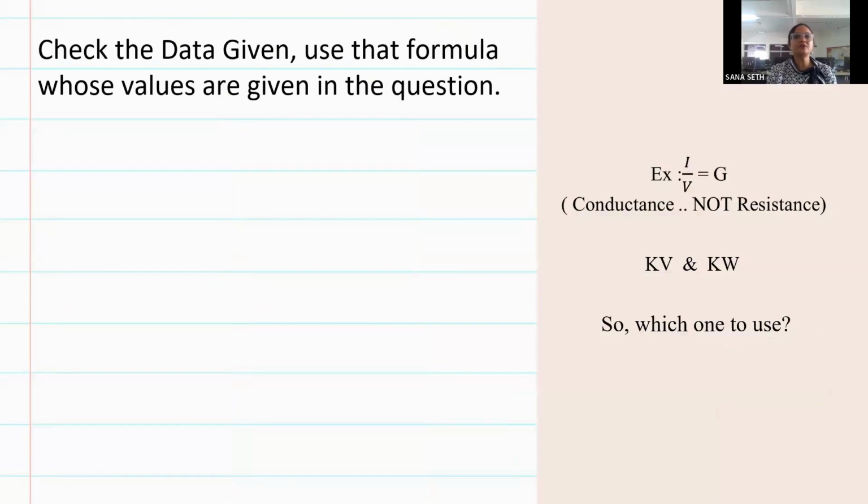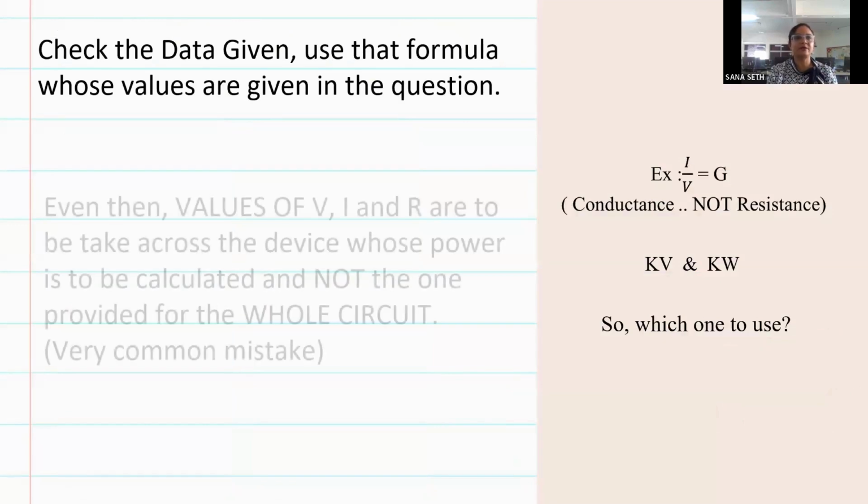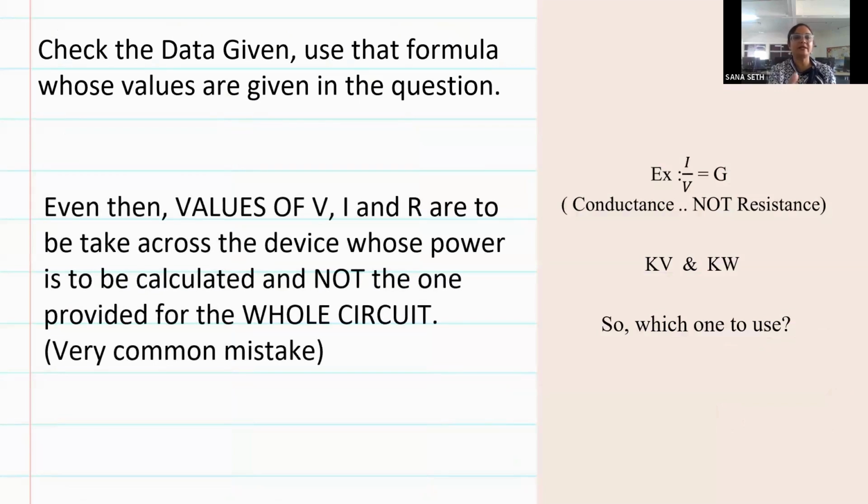Check the given data, use the formula whose values are given in the question. This is what I have been talking about just now. And even then, values of V, I and R are to be taken across the device whose power is to be calculated and not the one provided for the whole circuit.